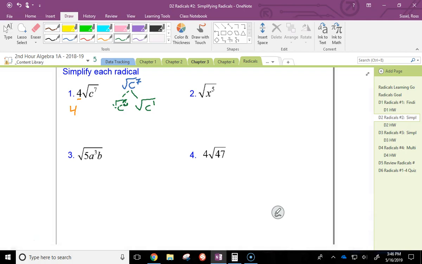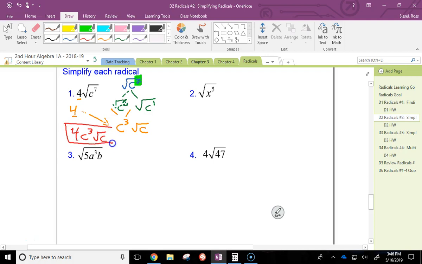All I have to do is take that exponent, if it's an odd, subtract 1, and I do 6 and 1. Square root of c to the 6th is c to the 3rd, and I'd still have square root of c. I have a 4 here, so I have to times that to here. And my final answer would have been 4c to the 3rd times the square root of c.